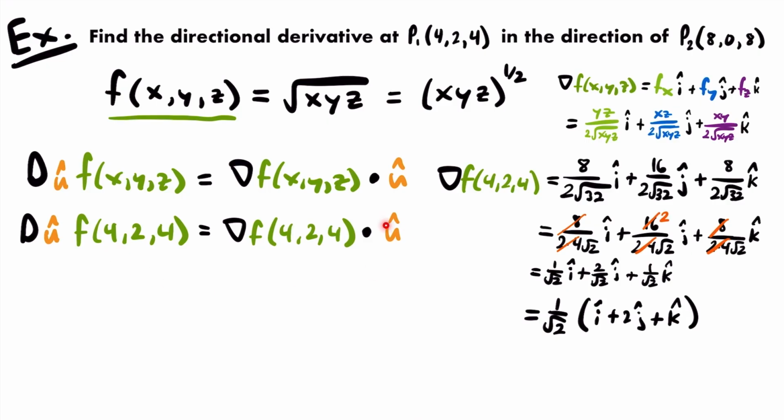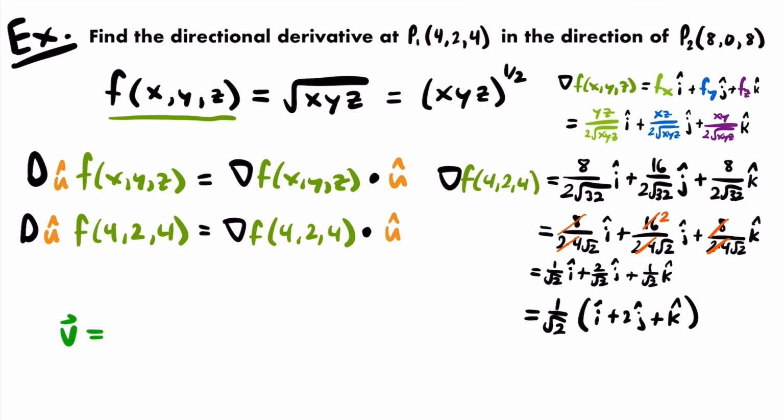Now all we need is the unit vector. And to find the unit vector, we first need to find a vector between these 2 points. That will give us a vector that has the direction from this point to this point. And to find a vector between 2 points, what you need to do is take the coordinates of the terminal point and subtract the coordinates of the initial point. So that will look like this.